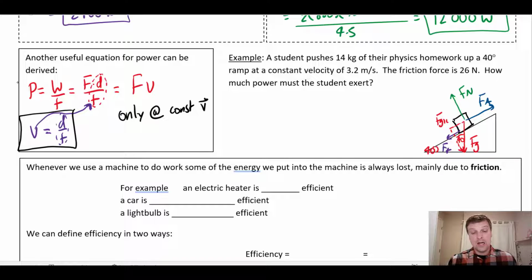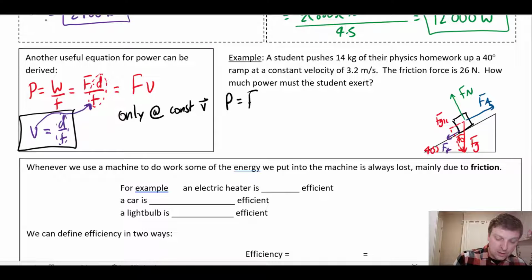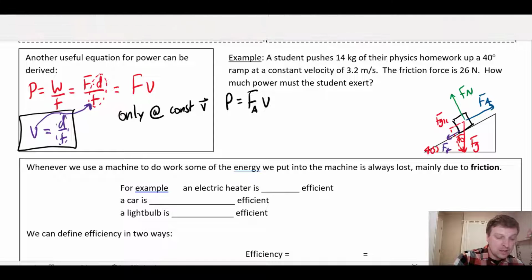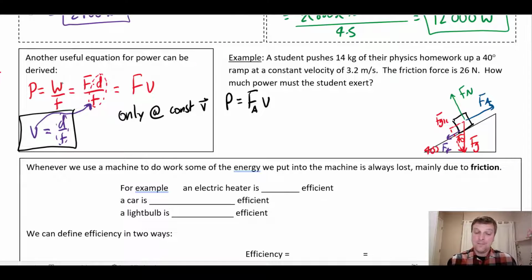And so that's a lot, but the point being that the power is just going to be the force used to move up the ramp times the velocity. So it's just going to be the applied force times the velocity. Now, the applied force: because the velocity is constant and therefore there's no acceleration, the net force is 0, which means my applied force would just be equal to the parallel component of gravity plus the force of friction.